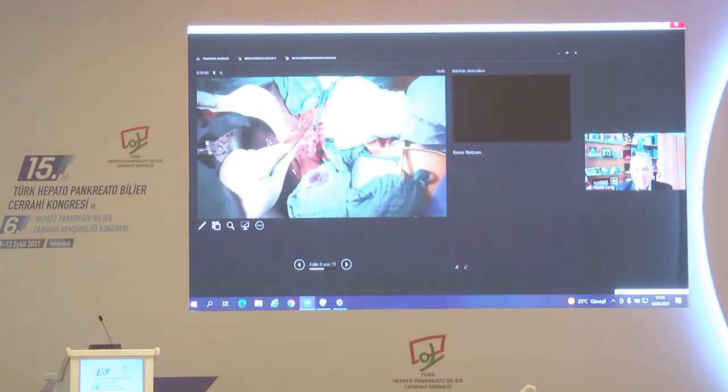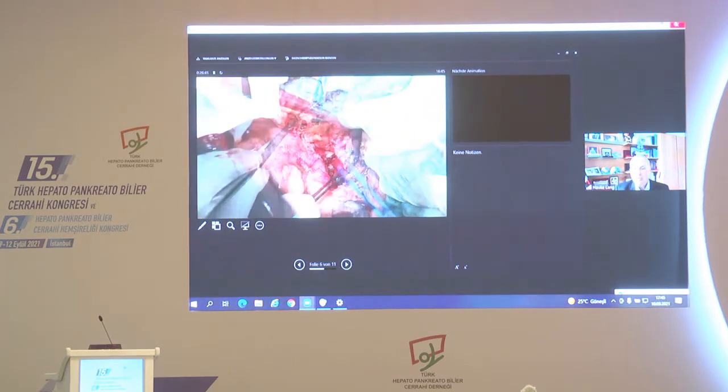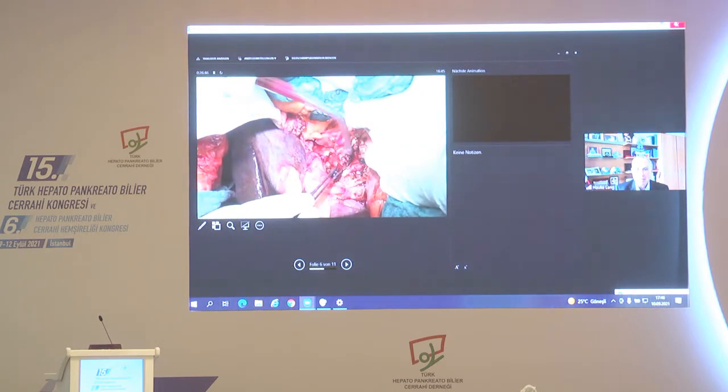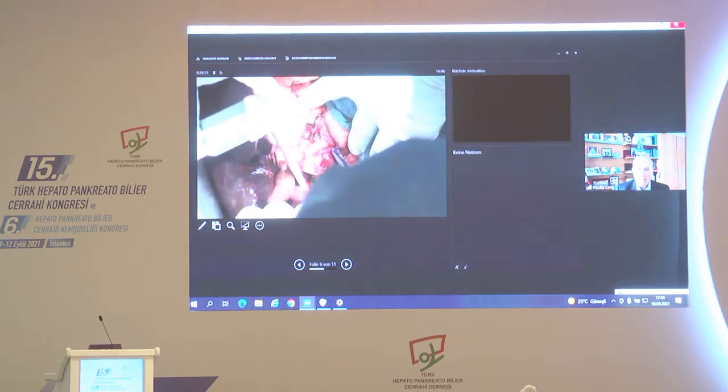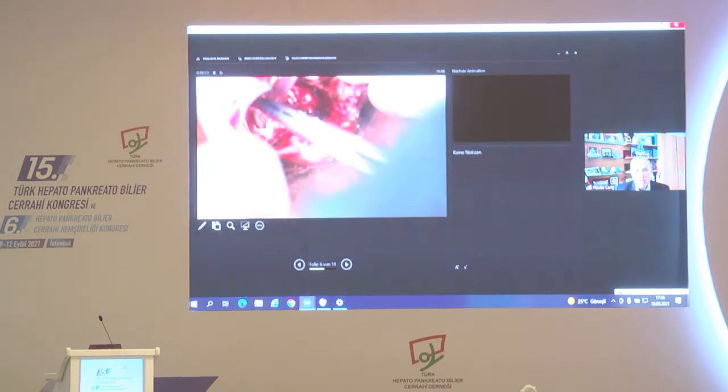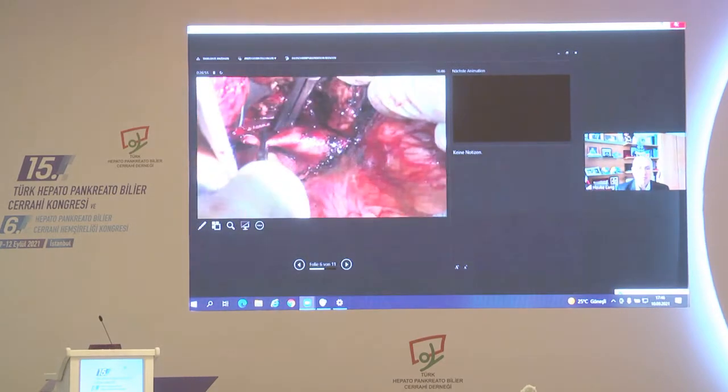This is preparation in the hilum. The patient had huge lymph nodes, you will see. These are lymph nodes in the hepatic hilum. They turned out to be negative, finally.